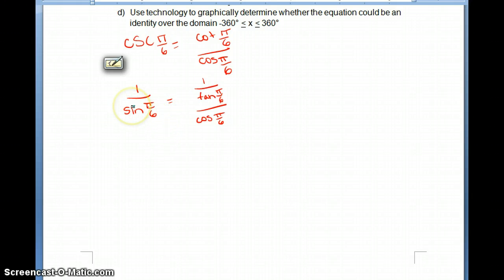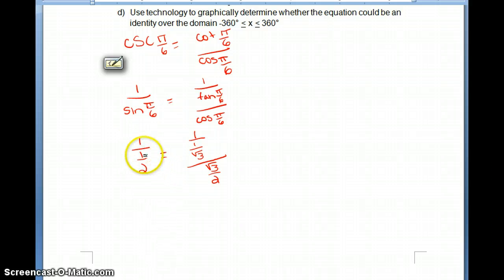So I know that sine of pi over 6 is equal to 1/2. So that is going to be 1 divided by 1/2. And tan of pi over 6 is equal to 1 over root 3. And cosine of pi over 6 is root 3 over 2. Okay. Now let's simplify all these lovely fractions here.